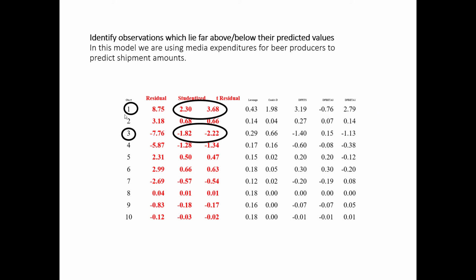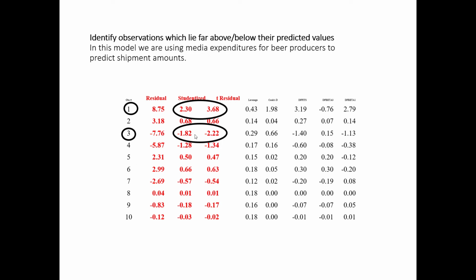We look at observation 1 and observation 3, and we see for observation 1 we have a studentized residual of 2.3, again higher than our cutoff of 2. We have a T-residual of 3.8, again higher than our T-residual cutoff of 2. So there are two measures suggesting that observation 1 is potentially an influential observation.